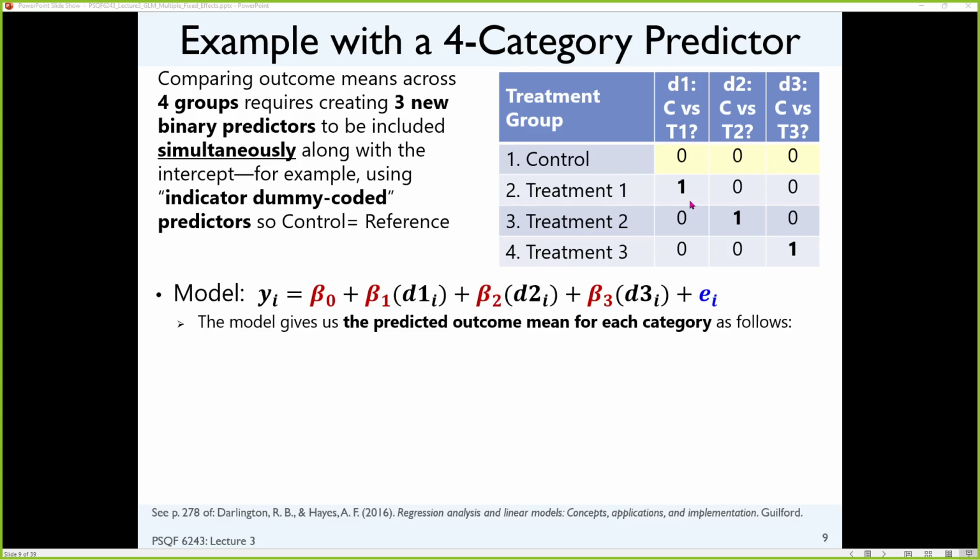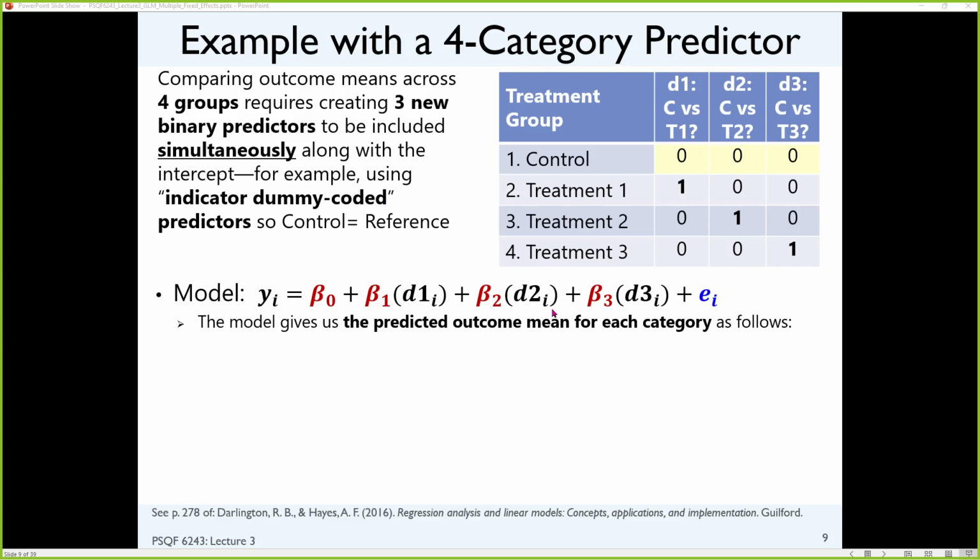So control versus treatment 1 is going to be given by the slope of D1. Control versus treatment 2 is going to be given by the slope of D2. And control versus treatment 3 is given by the slope of D3. Okay, with me so far? Zoomers, see a few faces, few thumbs, excellent.